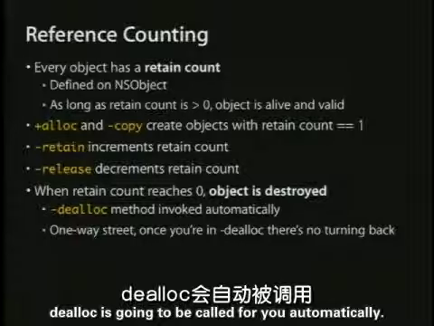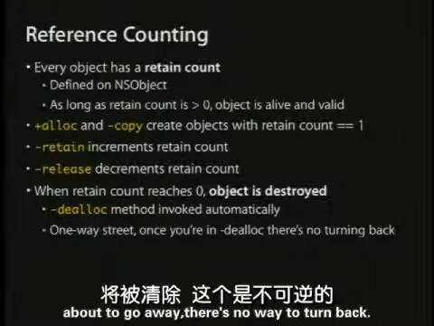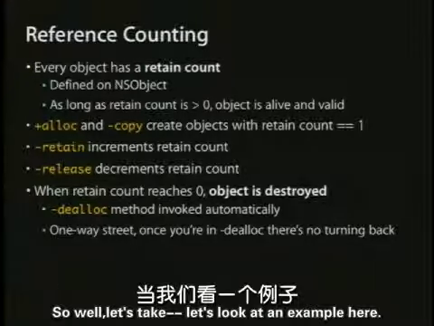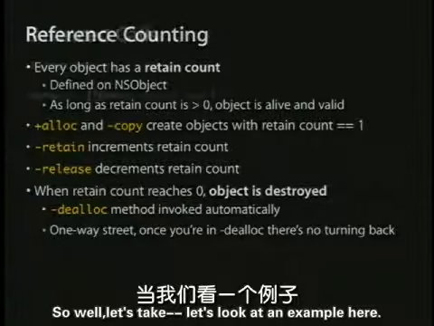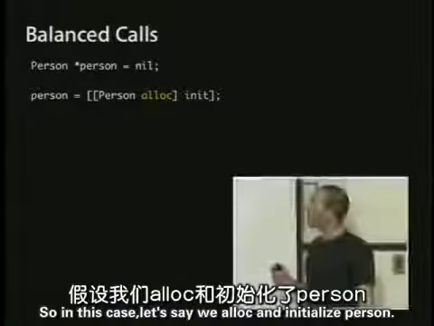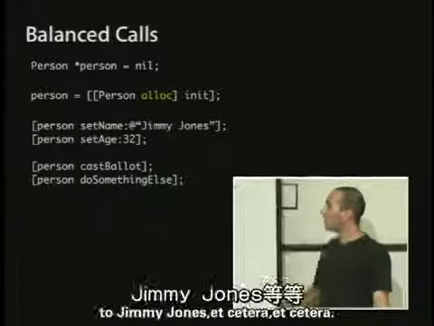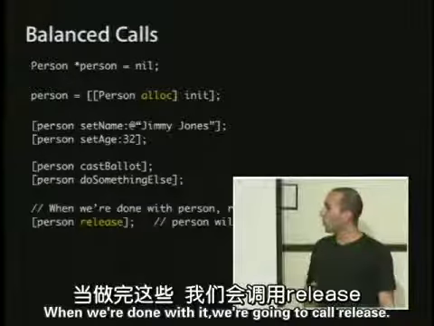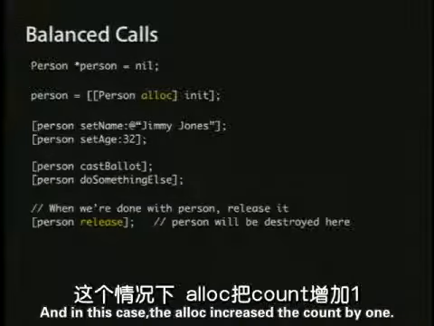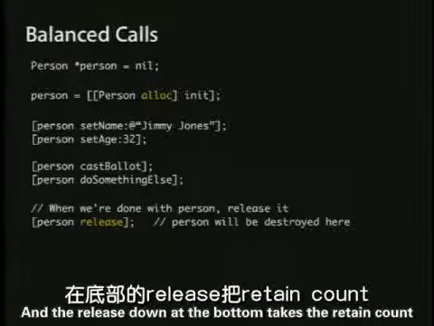Retain increments the retain count by 1. Release subtracts 1 from the retain count. And when the retain count goes to 0, so you've called release enough times to match the total number of retain, alloc, and copies, dealloc is going to be called for you automatically. And once you're in dealloc, that means your memory is about to go away. There's no way to turn back.